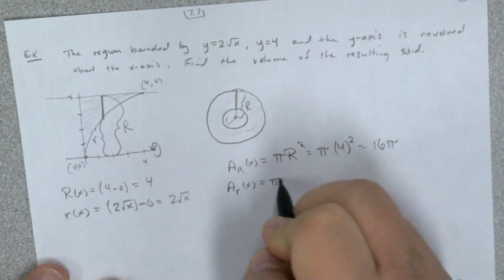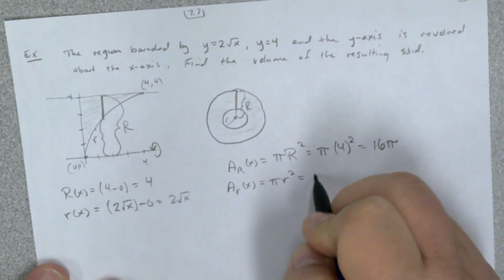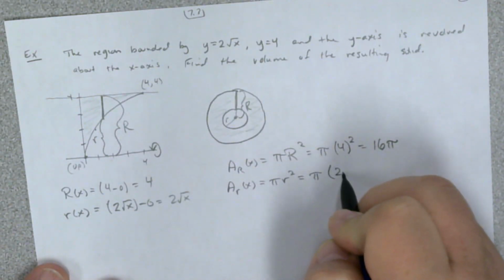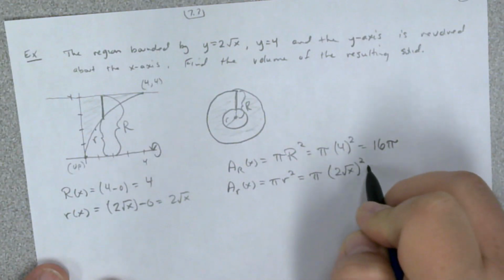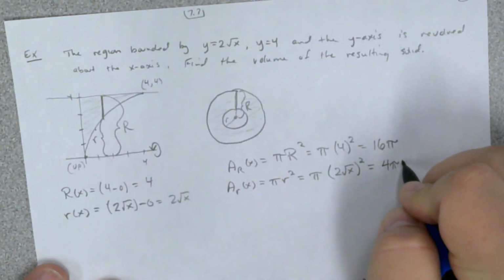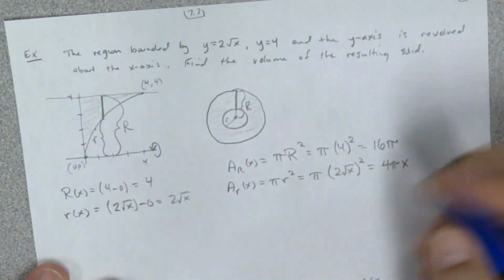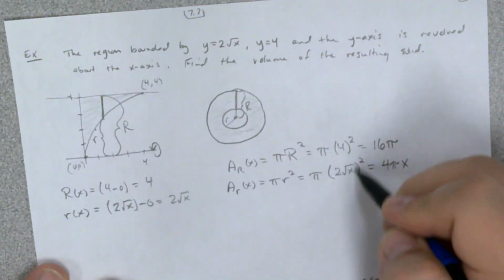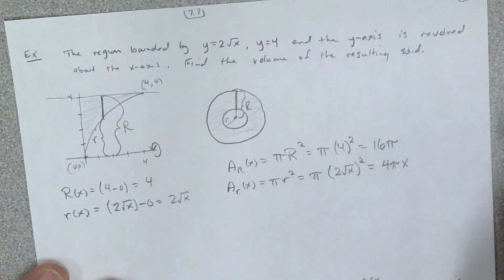Well, that's pi little r squared. And little r is 2 times the square root of x, squared. And you can simplify that out to be 4 times pi times x. Square the 2, don't forget to square the 2, and you square in the square root. And so I have those values.